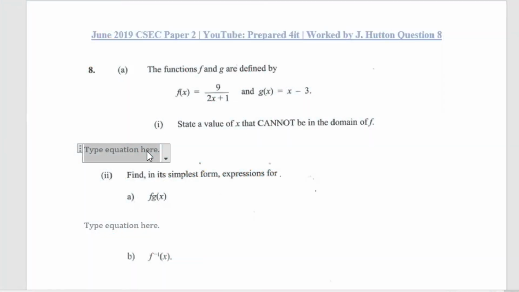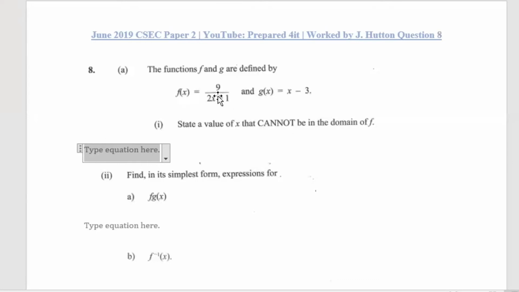Now we're working question 8 from the June 2019 CSEC Mathematics paper 2. And we'll start. It says the functions f and g are defined by f of x is equal to 9 divided by 2x plus 1, and g of x is equal to x minus 3. And it says state a value of x that cannot be in the domain of f.